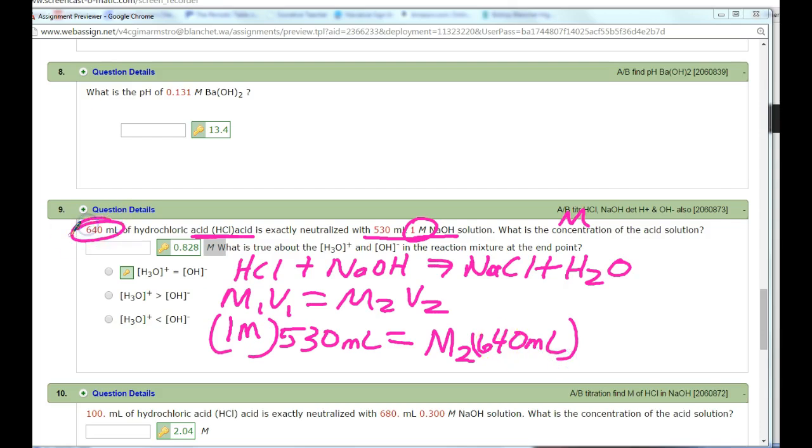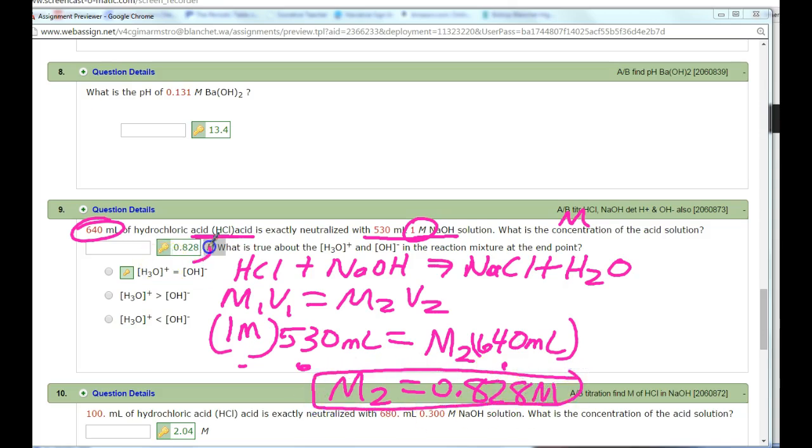And what I would do in my calculator is go 1 molar times 530 divided by 640, and that gives me the molarity of the HCl, which is 0.828 in this case. Again, because it was a 1-to-1 ratio. If it wasn't a 1-to-1 ratio, we'd have to put the mole ratio in there.